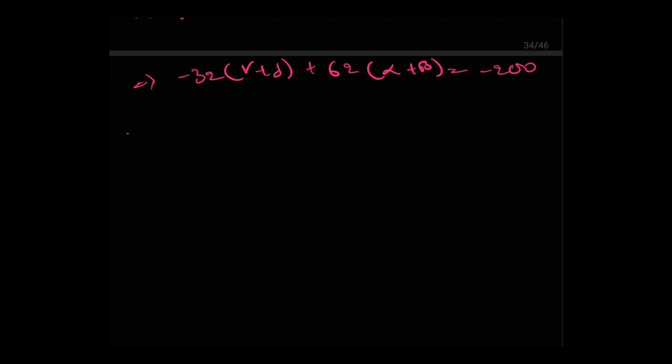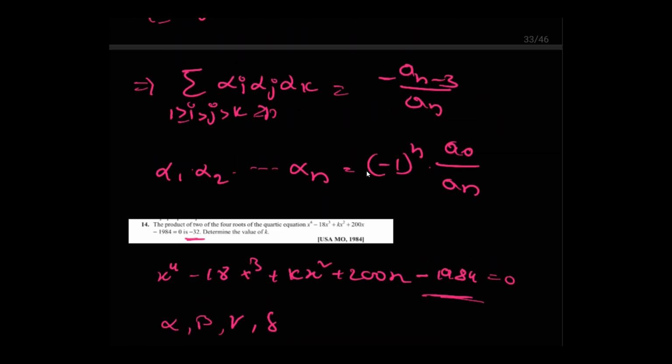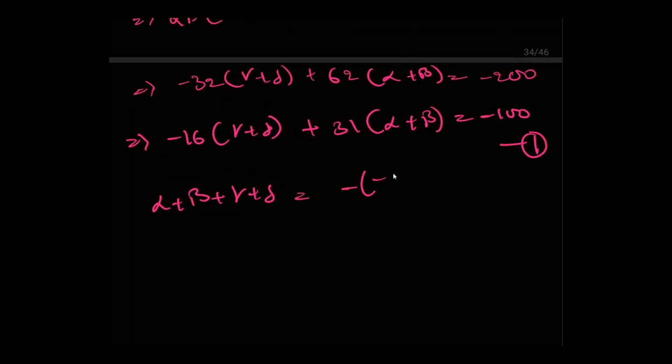That means minus 16 gamma plus delta plus 31 alpha plus beta equals minus 100. Now take this as equation number 1. We also know that alpha plus beta plus gamma plus delta will be minus of minus 18 by 1, that equals 18.